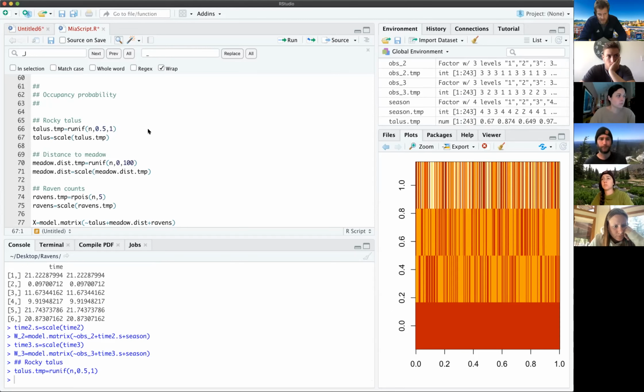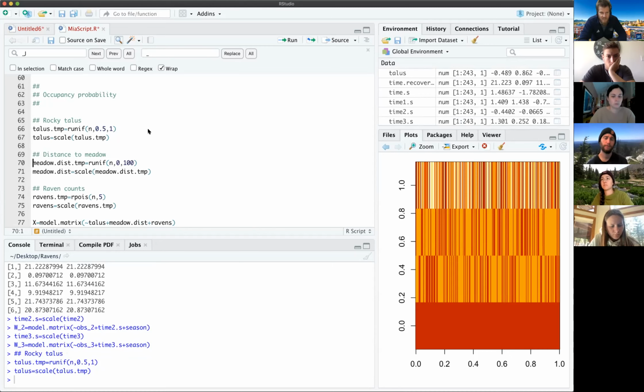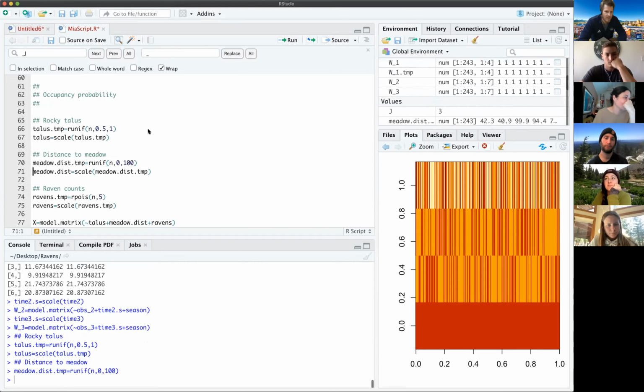We can scale this again. And then the other one is distance to meadows. What I learned from a quick Google search is that pika prefer meadowy areas. Is that correct? Yeah, it's where the good vegetation is. Okay, cool. You're nailing it. You got all the pika ecology down. All right, good. So distance to meadows, and maybe the closer they are to meadows, the more likely they are to be there.